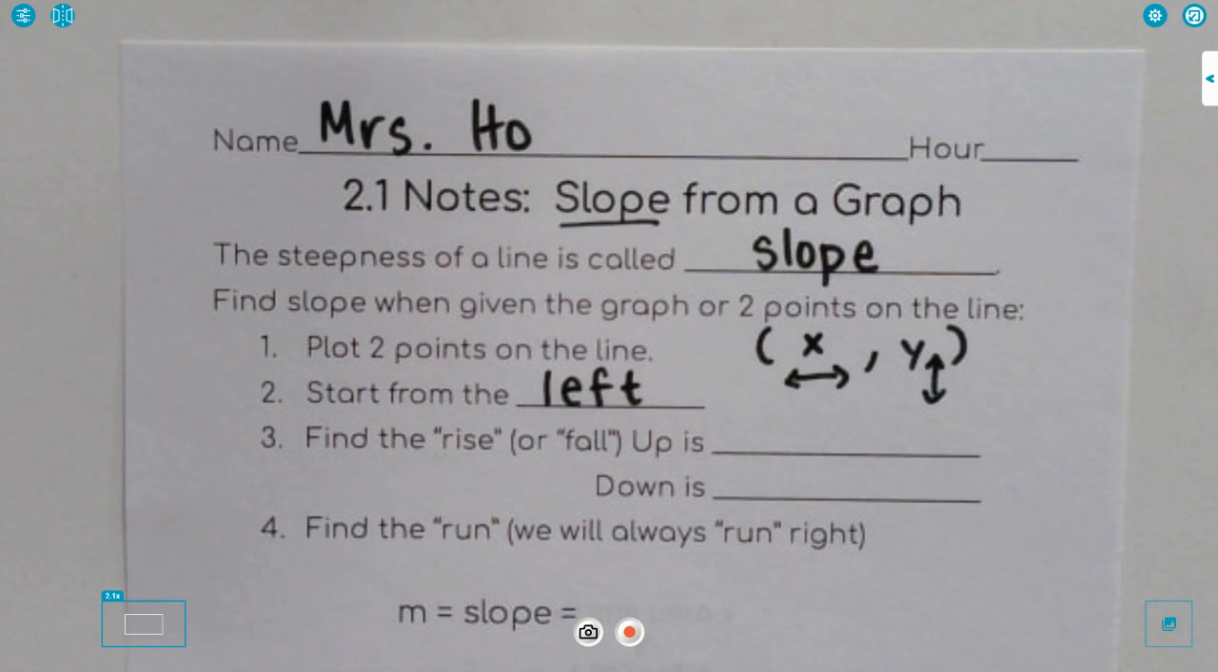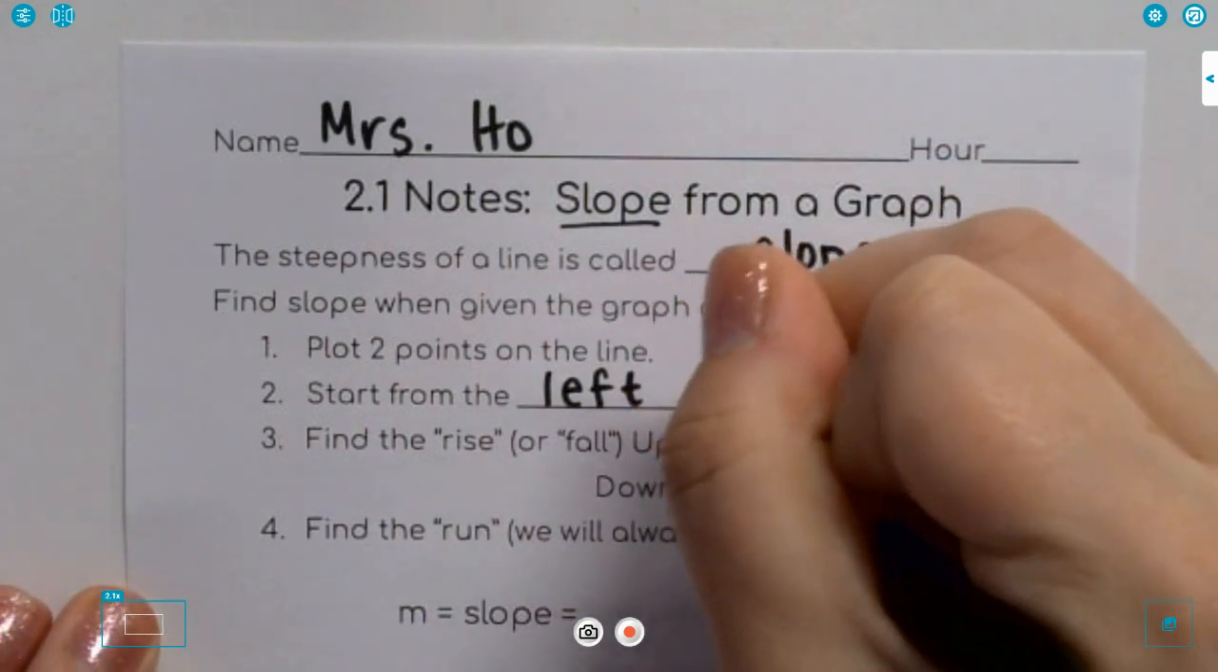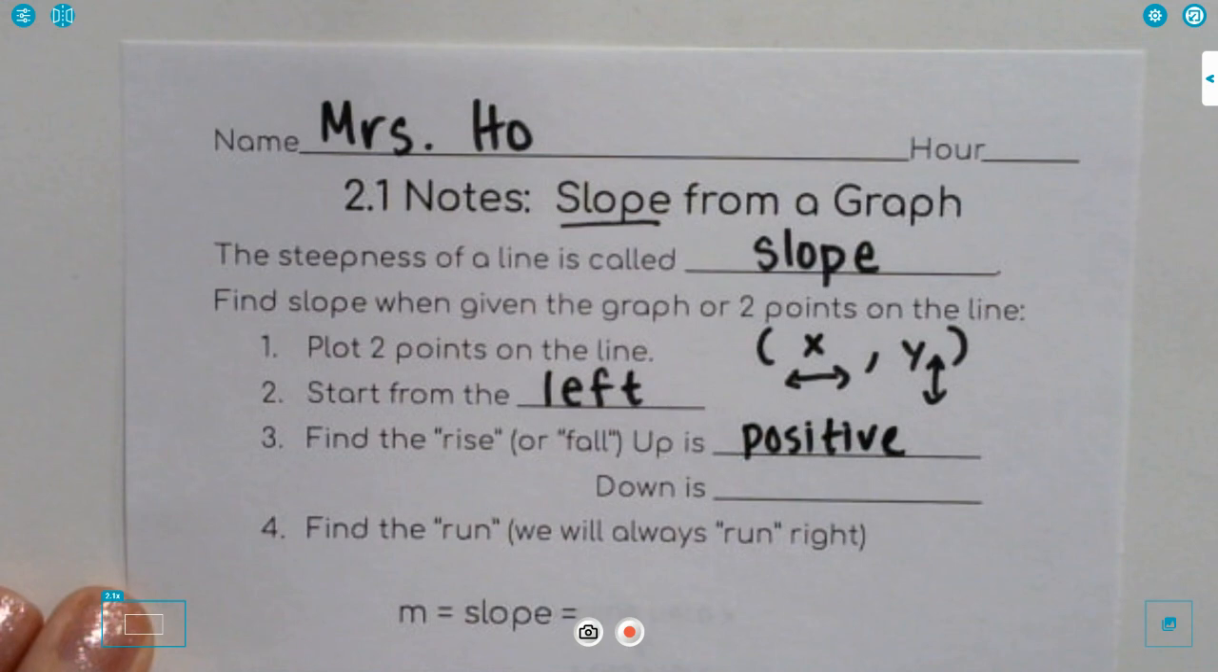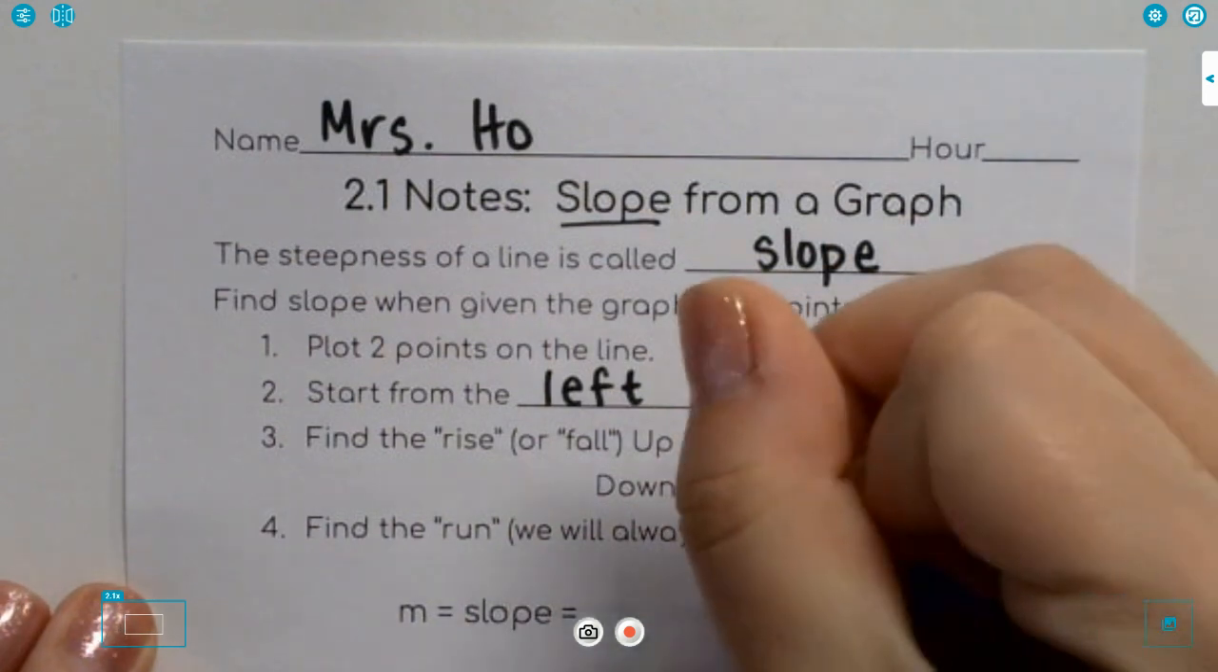The first thing that you are going to look at is, from left to right, how far your line either rises or falls. If you are going up, it's rise, and it's going to be positive. If you are going down as you look at a line from left to right, your slope is going to be negative.